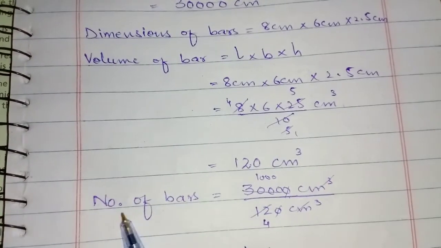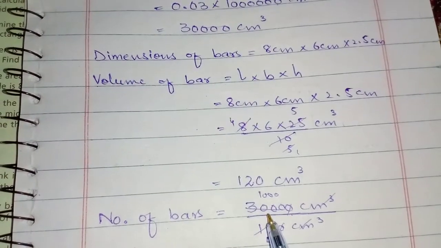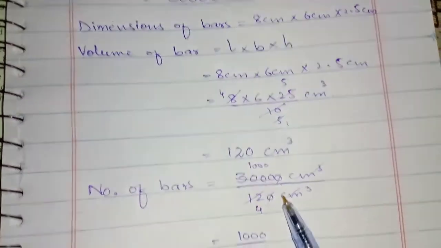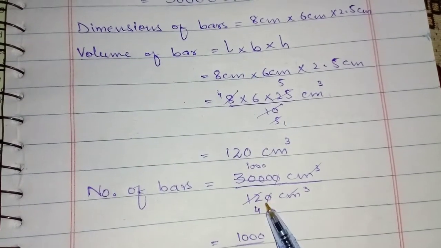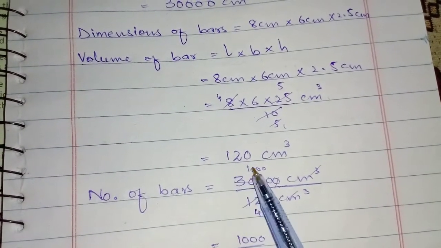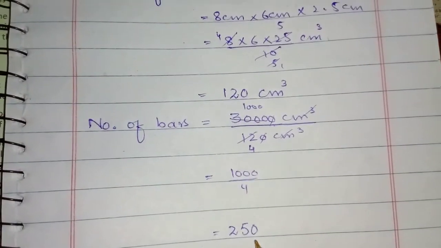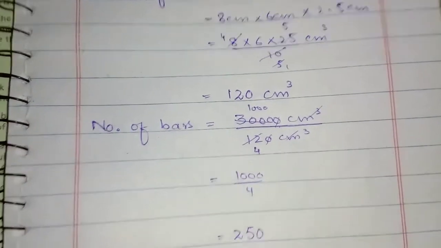Now we have to find the number of bars, so we have to divide the volume of the box by the volume of the bar. Then this 0 will cancel out with this 0, 3 4s are 12, and 3000 over 3 is 1000, and 1000 over 4 is equal to 250. So the number of bars is 250.